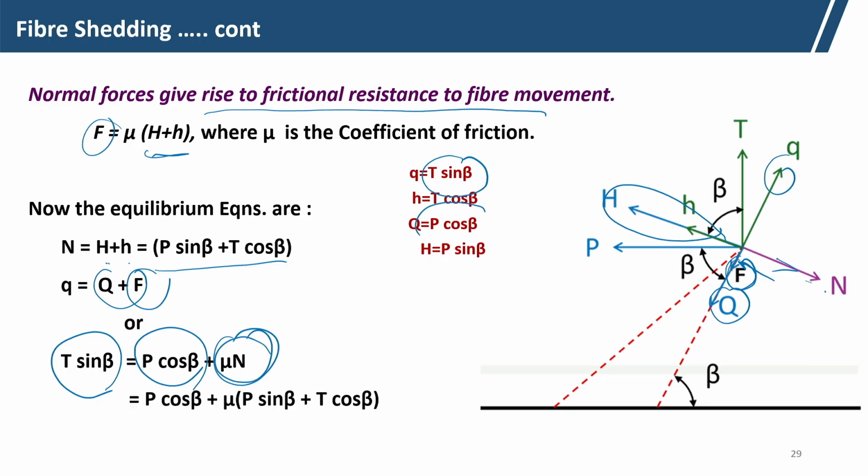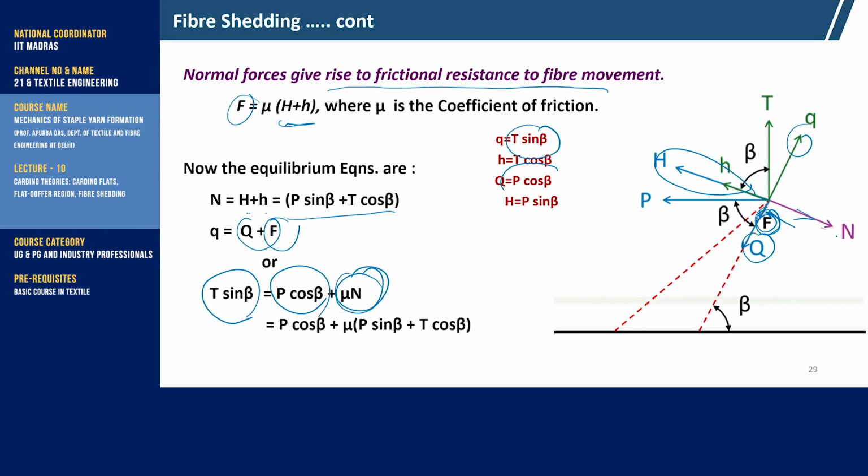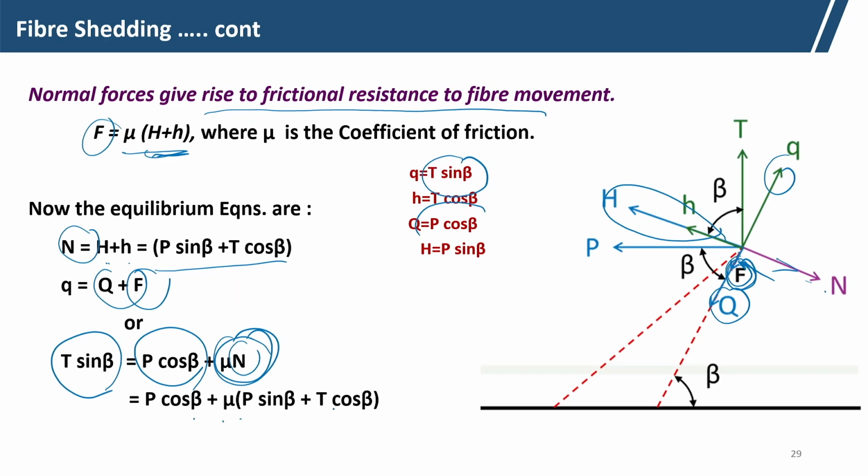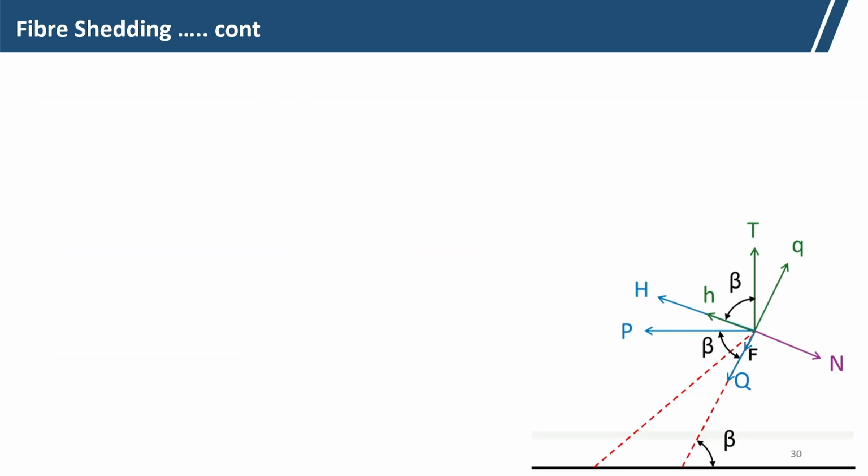Now, we can replace this F here, so N is replaced with this equation. Ultimately the equation becomes T sin beta equal to P cos beta plus mu multiplied by P sin beta plus T cos beta. And rearranging this equation, what do we get?